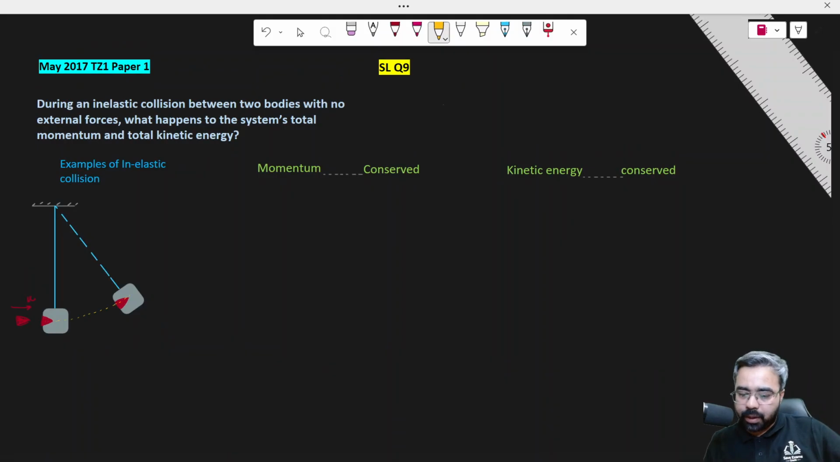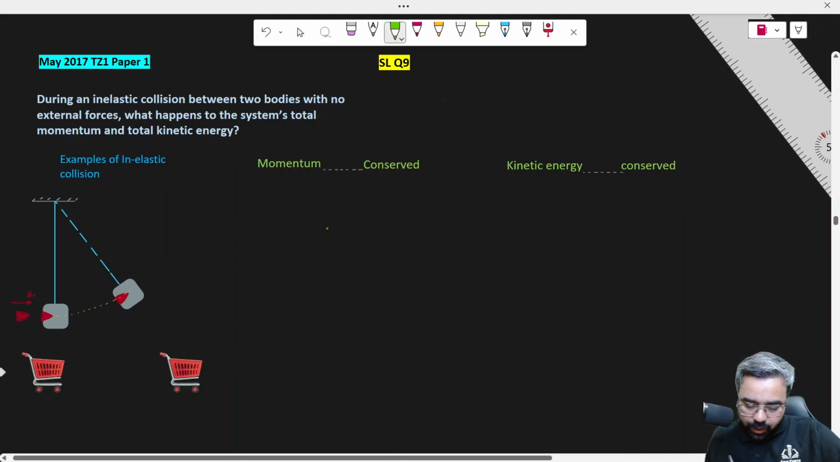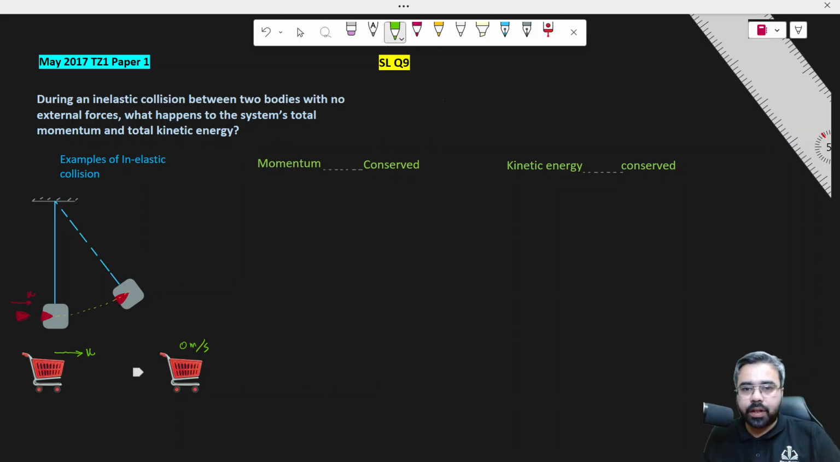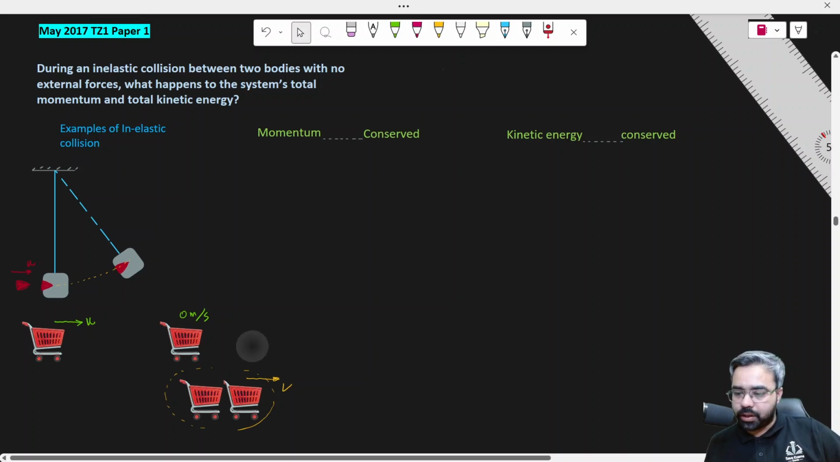Anyways, let me show you another example. This scenario is also very famous in past papers, IB exams. Let's say this cart is moving with some initial velocity and the other is not moving, so it has no momentum. If their collision is inelastic, let's say the first cart, upon hitting the second one, sticks with the other one. So right after the collision, they both are moving as one system. This is also an example of inelastic collision. Immediately after the collision, the common velocity is v. So we will investigate whether momentum and kinetic energy are conserved or not.